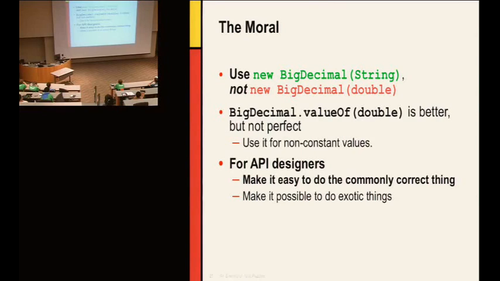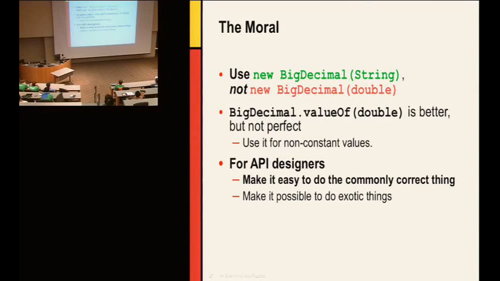BigDecimal.valueOf(double) gives you the result that you would get if you translated its argument to a string using the standard form. That is the canonical representation of the string, which is usually a reasonable version, and then turns that into a BigDecimal. So if you've got a non-constant value, use that.